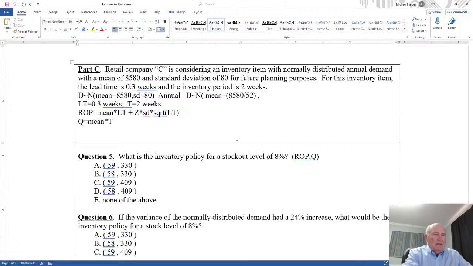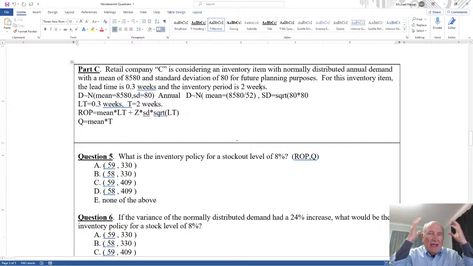Well, that's different. Here the standard deviation will equal the square root of the variance, which is 80 times 80. That's the annual variance. So you divide the variance by 52 to get the variance for the week, and then take the square root to get the standard deviation. Okay, and so that's how you would transform the standard deviation.